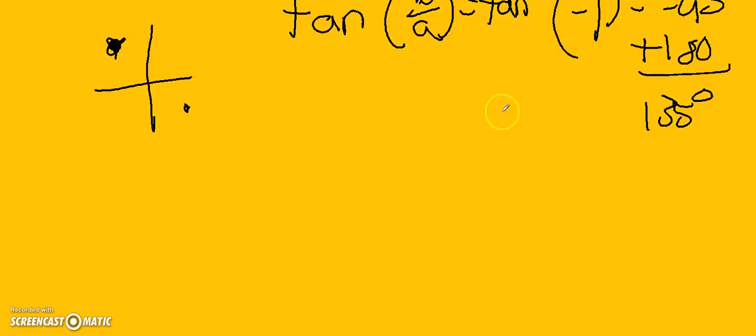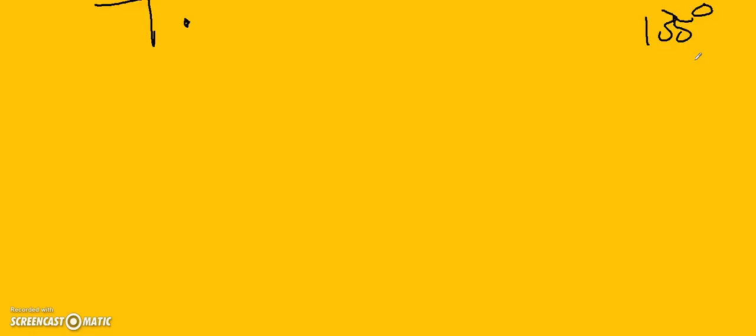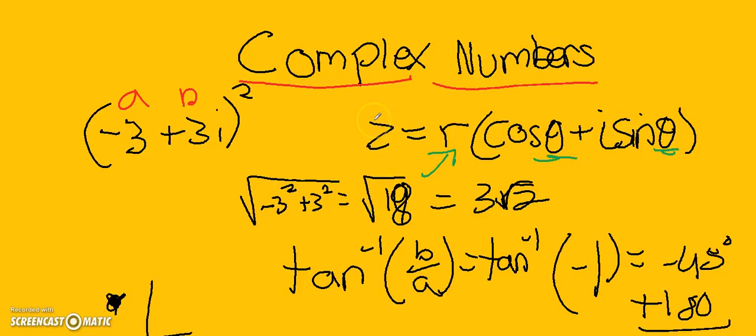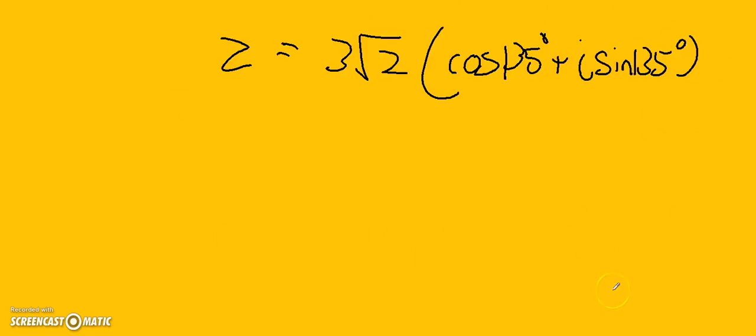Now we can substitute this in for theta. We get 3 root 2 times the cosine of 135 degrees plus i sine of 135 degrees, and this equals z. z is just a complex number. But what we're really trying to find, remember, in our original problem, is this square here. So we're going to apply DeMoivre's theorem. We're trying to find z squared.